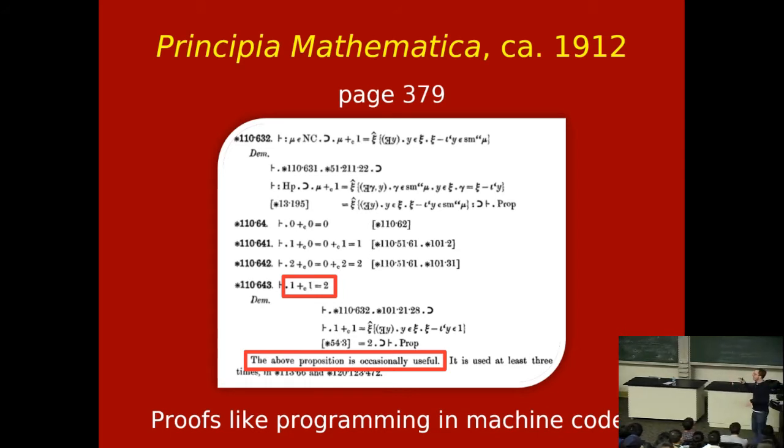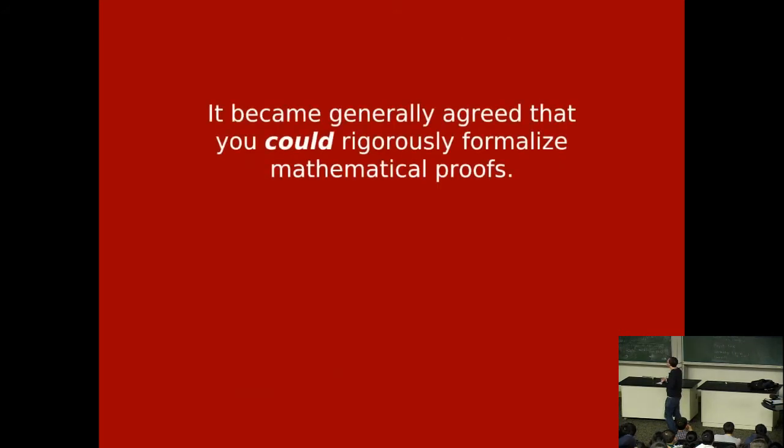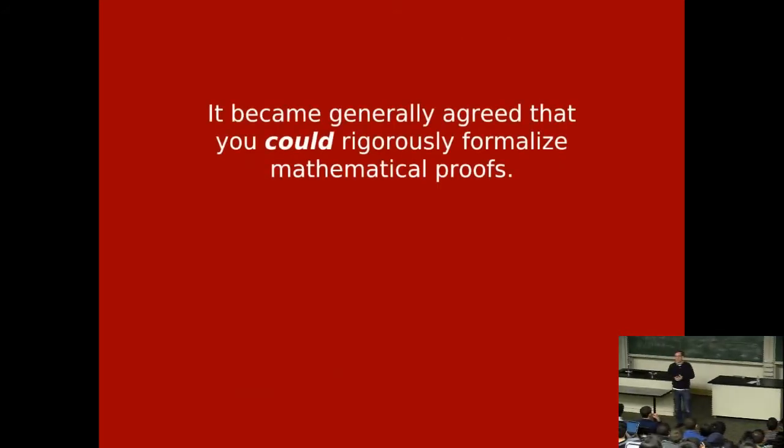And actually, to be fair to them, they probably could have got to 1 plus 1 equals 2 on page 30, but they were setting up all these other parts of their logical system, so that's why it took so long. Okay, so after this, they kind of just ran out of gas. They were like, this is too exhausting, never mind.